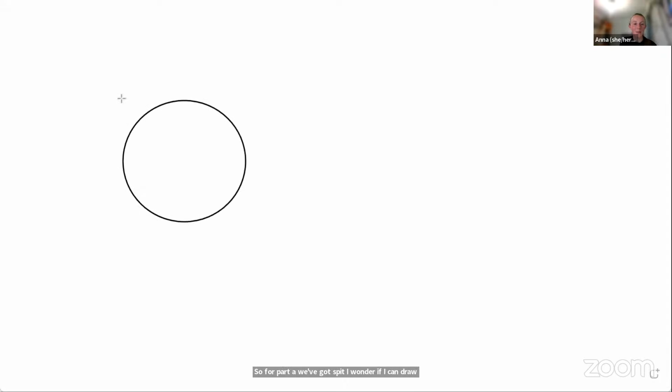And finally, there's a long bit of information about cat's eyes. But the main takeaway point is that they're a sphere of glass. So for part A, we've got a sphere. I wonder if I can draw that. Yes, amazing. Zoom is so cool.